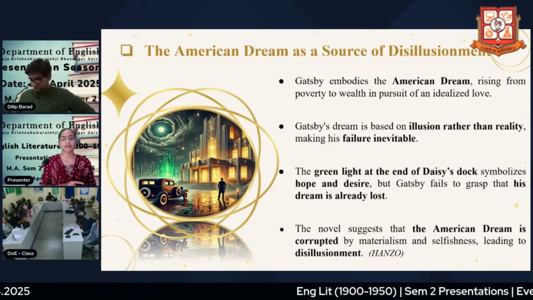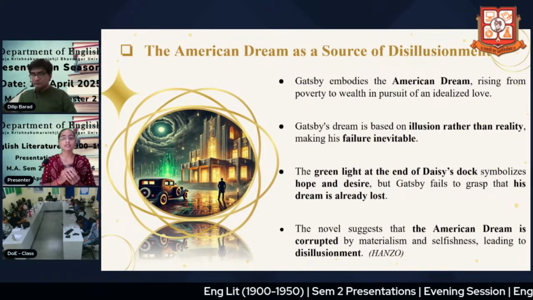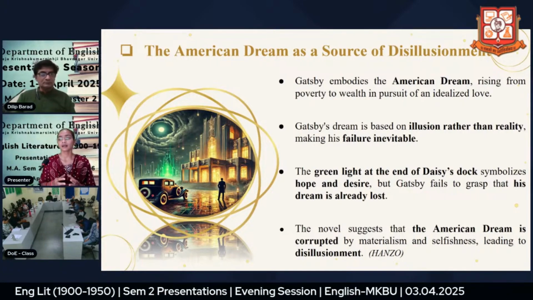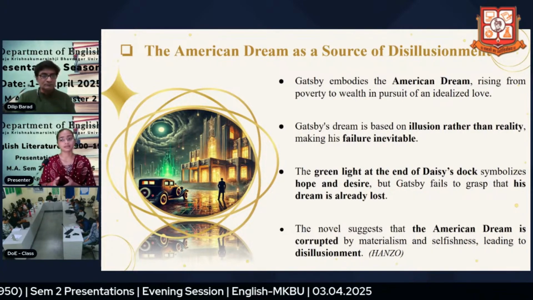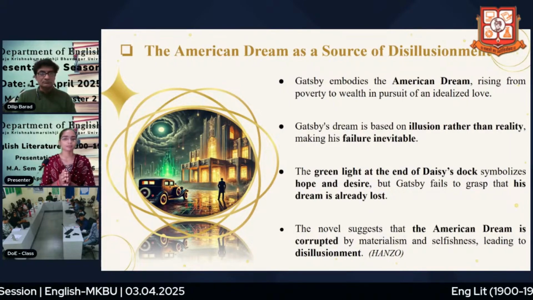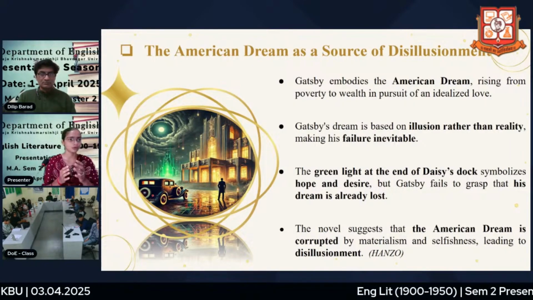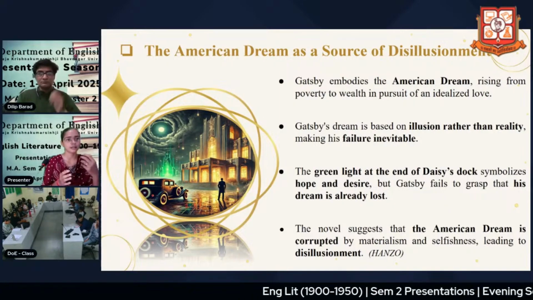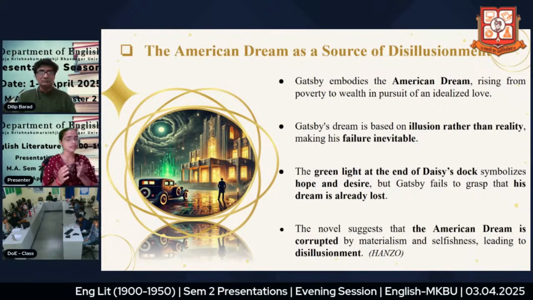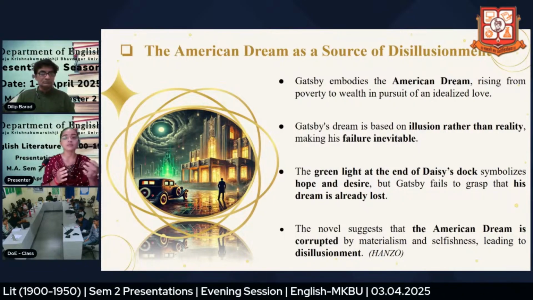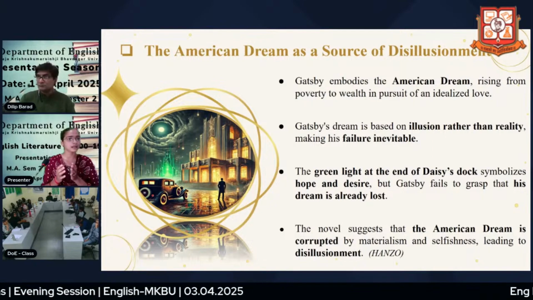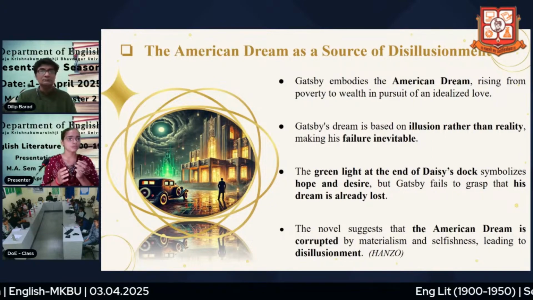The American dream as a source of disillusionment. Gatsby embodies the American dream, rising from poverty to wealth in pursuit of an idealized love. So his main aim was to achieve his love. When we see Gatsby's personal life, he was poor, but for his love he became a rich person.